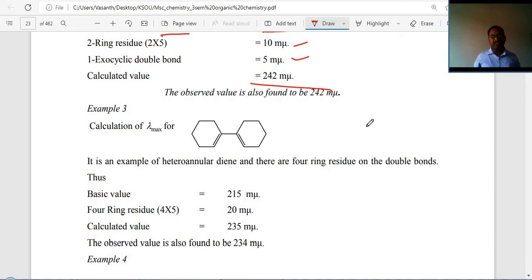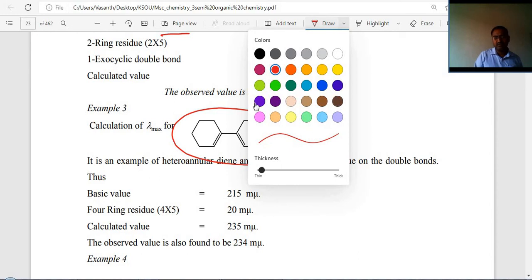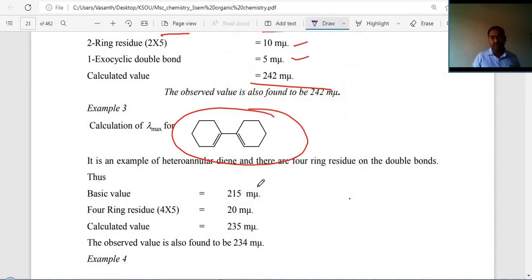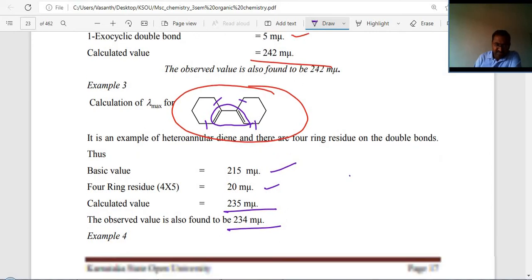Next, what are the calculations for this molecule? Just consider this is the base value, that is 215, 4 ring residues, 1, 2, 3, 4, that is 20. The calculated value is 235, it is also found at 234, that is accepted.